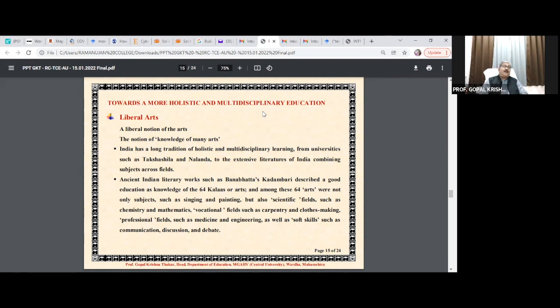The National Education Policy document discusses at length the ancient educational system and how different courses were perceived in it. You can see in the slides I have shared, drawing on the document, Banabhatta's Kadambari, a text that describes education as knowledge of the 64 arts, the kalas. These were not just specific subjects like singing and painting, but also scientific fields such as chemistry and mathematics, vocational fields such as carpentry and clothes making, professional fields such as medicine and engineering, and soft skills such as communication, discussion, and debate.